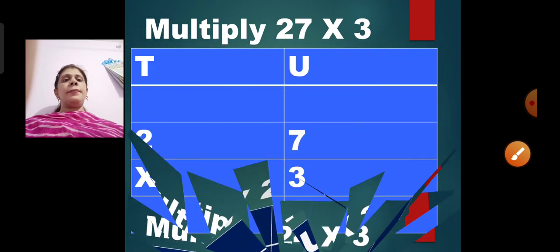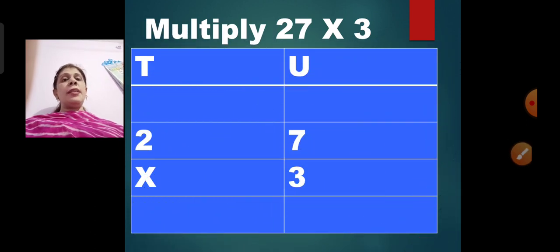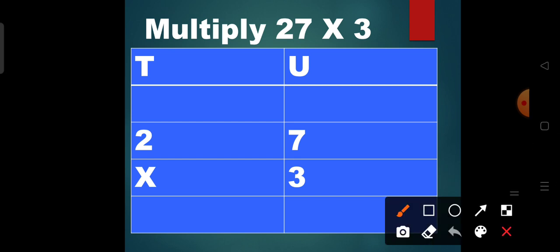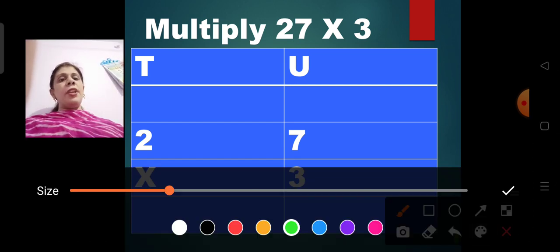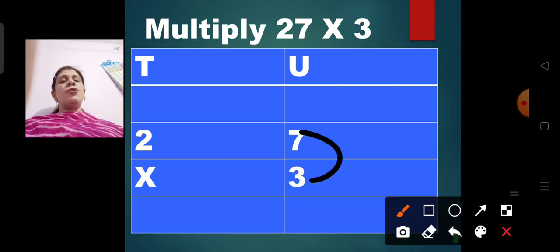Next, multiply 27 into 3. What is the question? Multiply 27 into 3. Let us multiply. First we are going to multiply 7 into 3. So 7 ones are 7, 7 twos are 14, 7 threes are 21. Now for 21 I will write 1 here and 2 I will carry over in tens place.